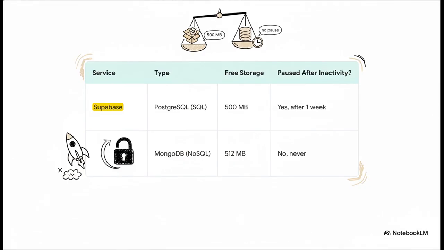Supabase is an amazing open source tool. It gives you a full-featured PostgreSQL database with 500 megs of storage. The catch? Free projects get paused after 1 week of inactivity. Now, that's totally fine if you're actively developing on it. MongoDB Atlas, however, gives you a slightly larger cluster that will never be paused, making it a truly permanent home for your data.